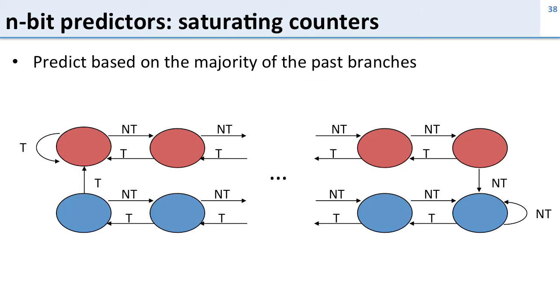So we've seen 1-bit and 2-bit branch predictors, and obviously you can build arbitrary numbers of bits of branch predictors. The basic idea here is this is a saturating counter. So you stay in the state which has the majority of the branches that you've just seen. So you can build these as big as you want.